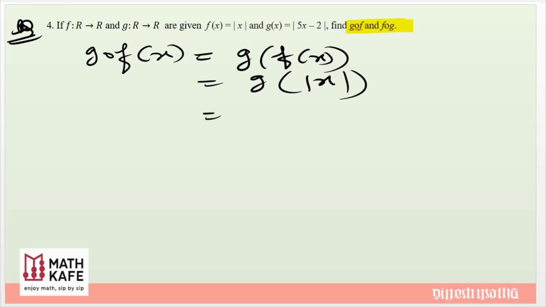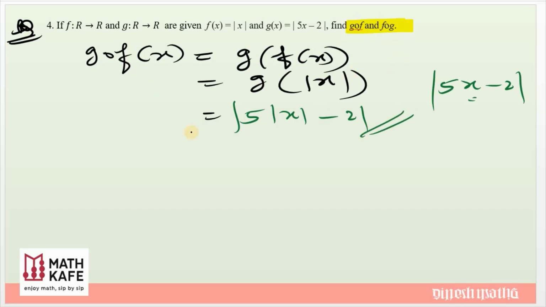Now what is g of x? See, if you notice, g of x is 5x minus 2 the whole modulus. Now if it is g of 1, what will we do? Modulus of 5 times 1 minus 2. The same thing will apply here also. This x should be replaced with what? Modulus of x. 5 times mod x minus 2. Hope you got it. The x must be replaced by the input, which is modulus of x. 5 times mod x minus 2. That's our answer. Let us see the other now.